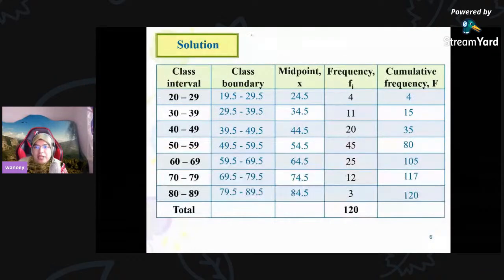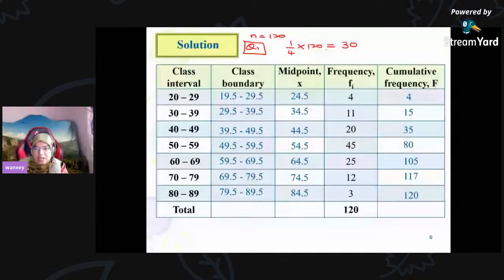Okay, so we have n equal to 120. For the first quartile, I need 1 over 4 multiply with 120. So 120 divided by 4, this is 30. So use one highlight for 30. So 30 is somewhere along here. So this is the class for your first quartile.